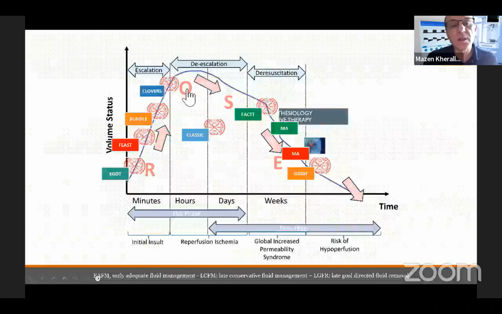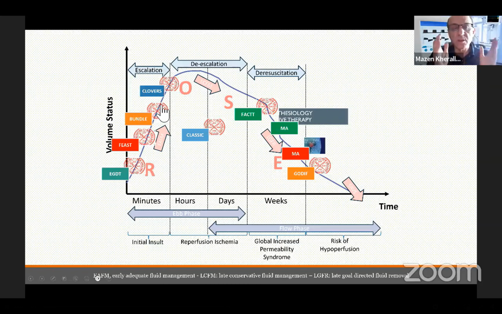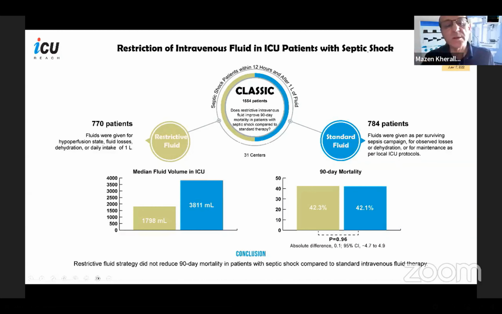And then the only study that would actually look at de-escalation: the CLOVERS study was within 24 hours of sepsis presentation. Now, the CLASSIC study is within the first 24 hours all the way to 5 days. So it is more inclusive of the optimization and stabilization phases. But again, those patients were randomized to restrictive fluid versus standard fluid. In this trial, those patients received at least 1 liter of fluid prior to randomization. 90-day mortality is not different. Restricting fluid is not going to be associated with better or worse mortality. And you can see that those patients really had more fluid if they were in the standard fluid arm compared to the restrictive fluid arm.